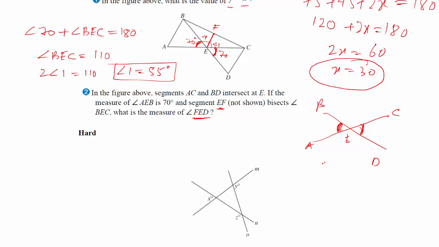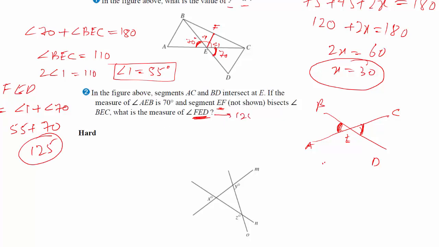Now what we are interested in is FED. Angle FED is equal to angle 1 plus angle 70. Angle 1 we have calculated as 55, plus angle 70. So 55 plus 70 is 125. So FED is 125 degrees, and that is the angle which we needed to calculate.